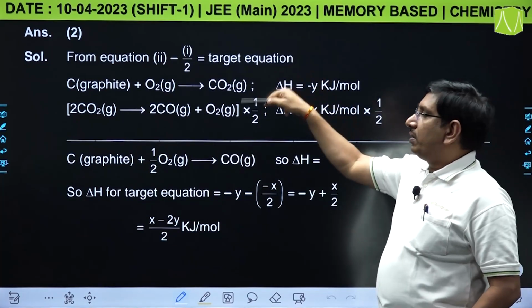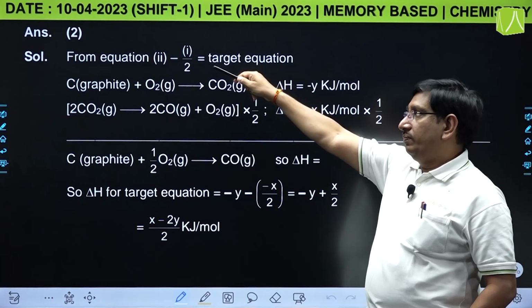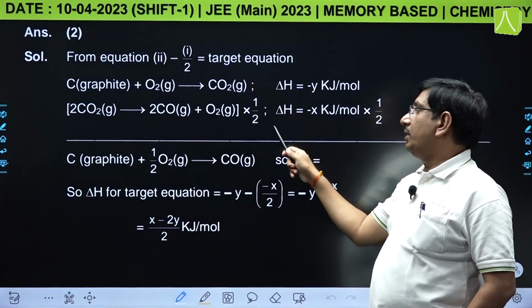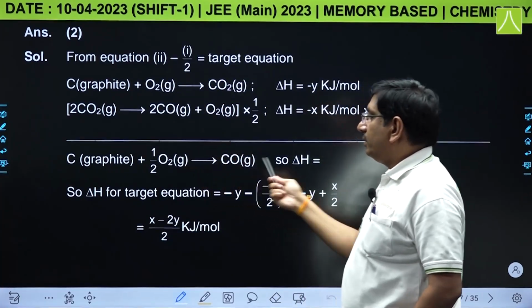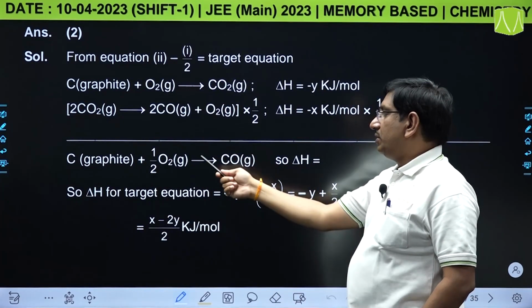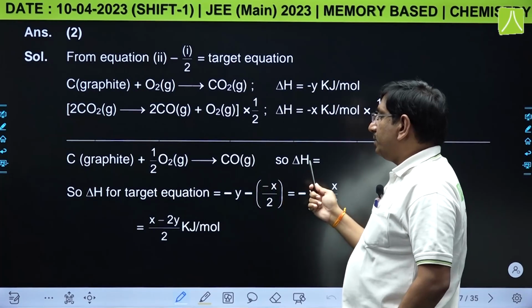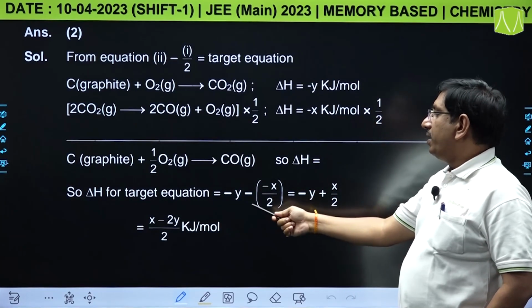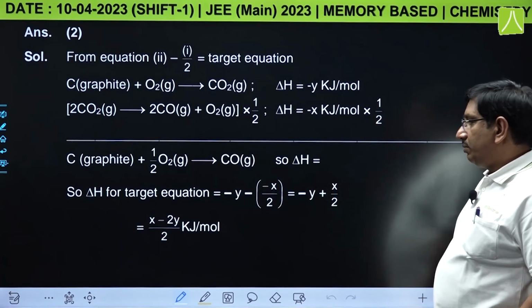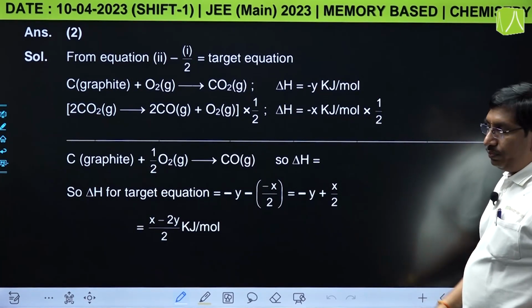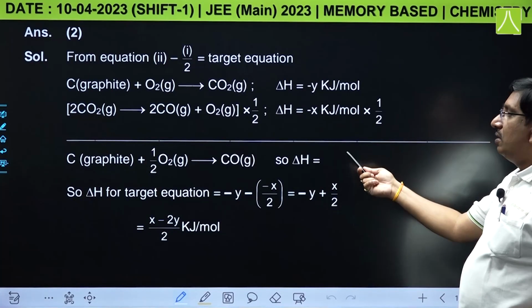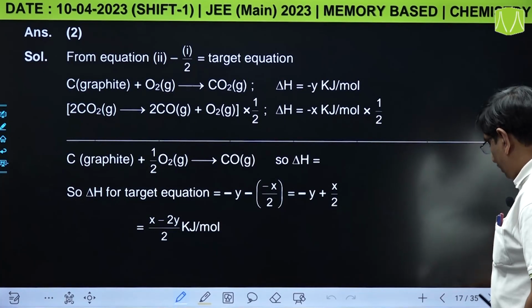By subtracting the first equation multiplied by 1/2 from the second equation, we get the target equation. So, this is our required equation. In this, delta H is equal to minus y minus of minus x by 2, which will be equal to (x minus 2y) by 2. So, this is the delta H for the required equation.